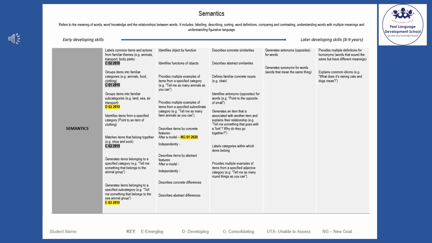Your child's individual language plan has a page for their semantic development. There are a range of goals, including labelling, grouping items, describing words, generating multiple words, and defining words, for example. The goals highlighted in yellow are the goals they are currently working on. If you would like further explanation about how our individual language plans work, please refer to the individual language plan video on our website.